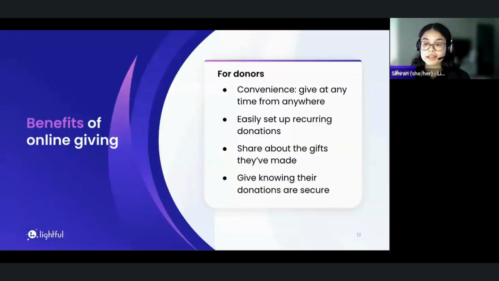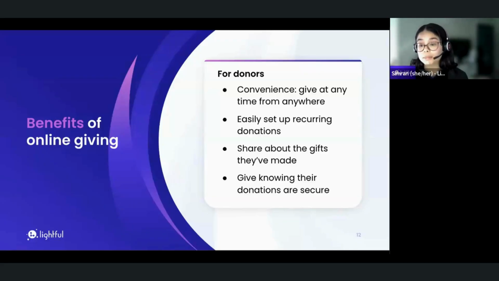So let's start by looking at the benefits. And online giving really does offer donors several important benefits. And of course, we want to make it as easy as possible for people to make a donation. Firstly, it's incredibly convenient. People can give at any time from anywhere, whether they're at home, at work, or even on the go. And that flexibility makes it much easier for supporters to act when they feel inspired.